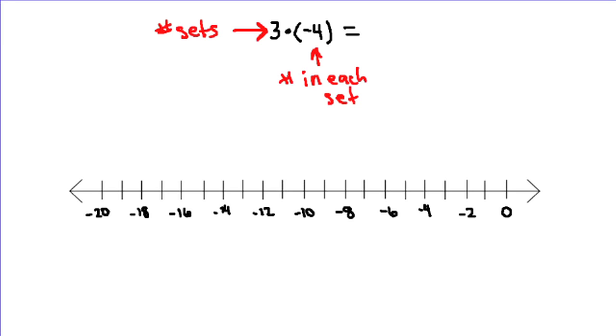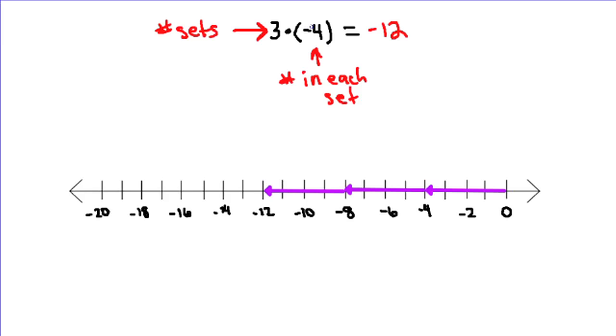So the way to think about 3 times negative 4 is that we really have 3 sets of negative 4. To model that, we're going to use our number line. Here I have one set of negative 4, and we know that's negative 4 because it goes 4 units to the left, and a second set of negative 4, and a third set of negative 4. When you put those 3 sets together, you can see that the final answer is negative 12. So 3 times negative 4 is equal to negative 12. And this will work anytime we have a positive number multiplied by a negative number.